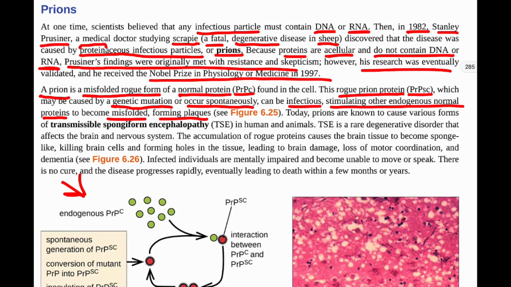And then these plaques end up being holes. And then these holes are pieces of missing tissue. The cells aren't able to form there. There's just a big gaping hole in whatever tissue it has infected.